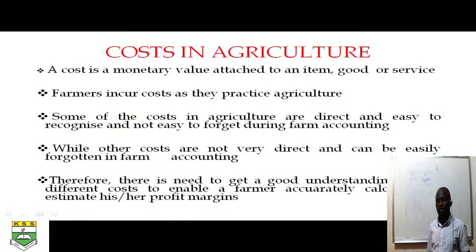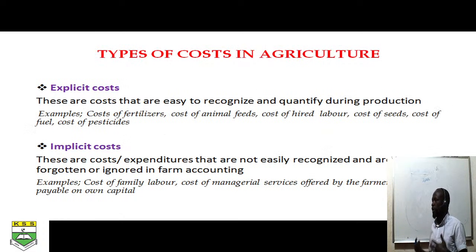Therefore, it is very important that a farmer gets a good understanding of these different types of costs. So, students, I need you to be very alert here because we have a number of costs in agriculture, but the costs vary. We need to understand them. Which cost is which? What challenges are associated with the different costs? Okay? So let's go direct to the types of costs.